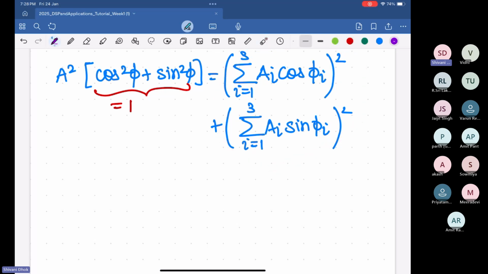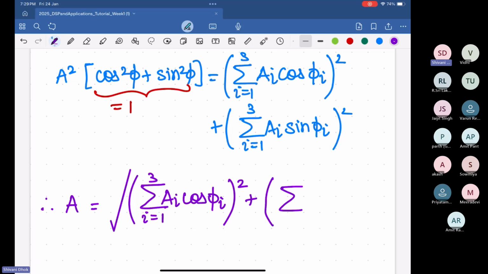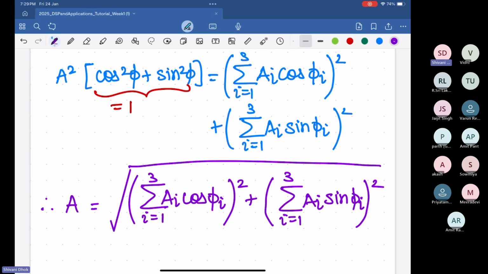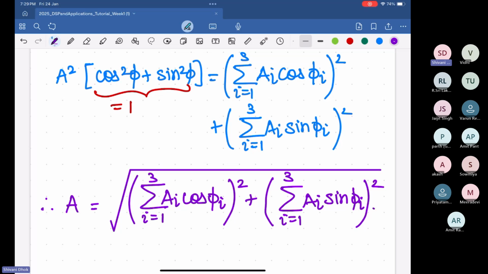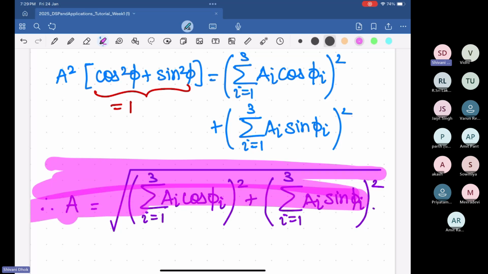So therefore, A is equal to under root of summation i equal to 1 to 3 of (A_i cos phi_i) square plus summation i equal to 1 to 3 of (A_i sin phi_i) whole square. So this is the value of A.